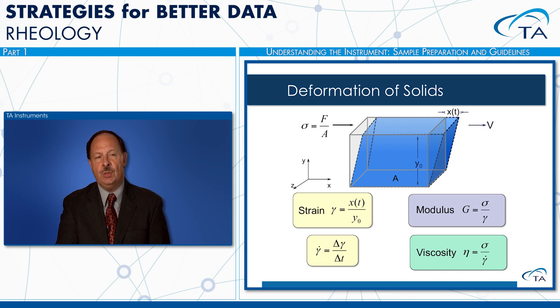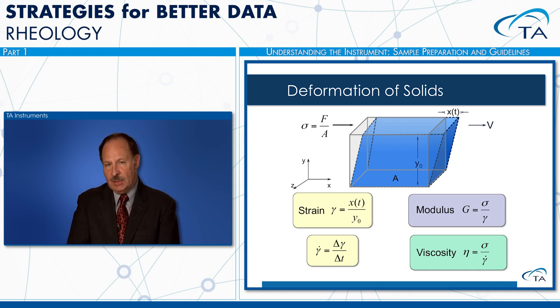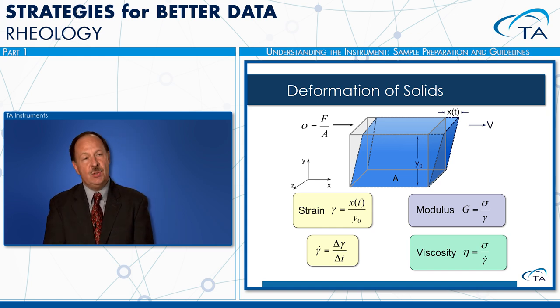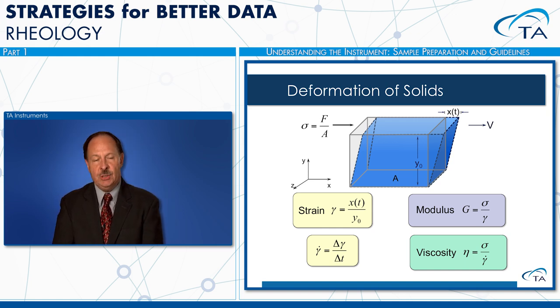Tau is more often used than pi. But we will use sigma for the shear stress, and we use gamma dot for the shear rate and gamma for the shear strain. And we use the Greek letter eta, which kind of looks like an N, to denote the viscosity of the material.